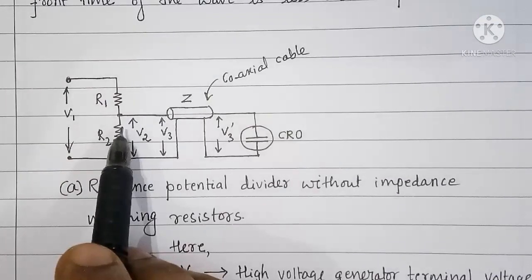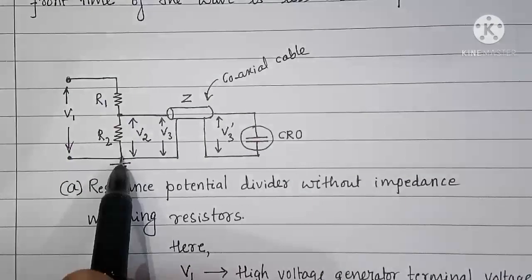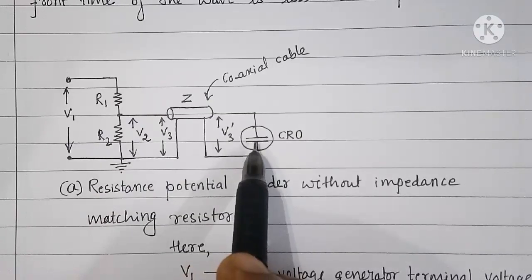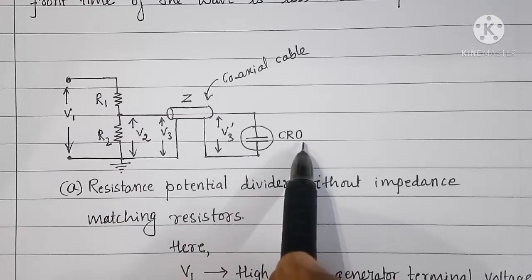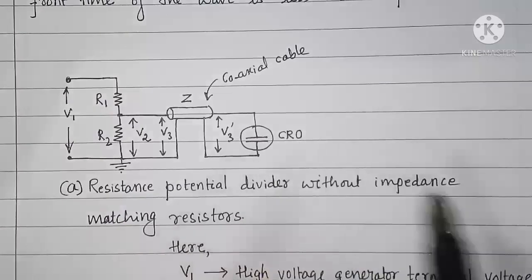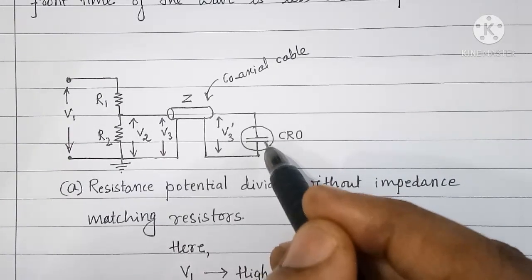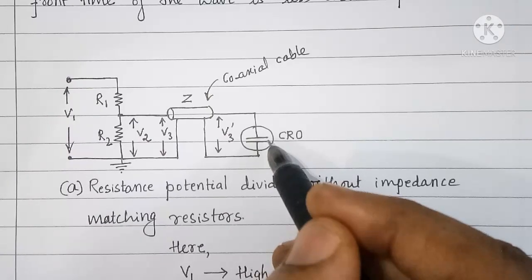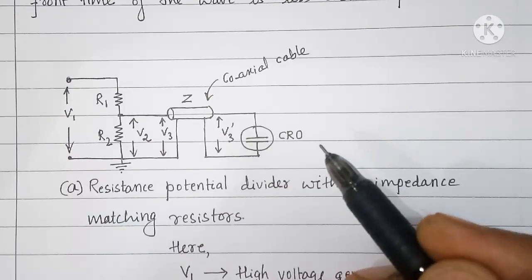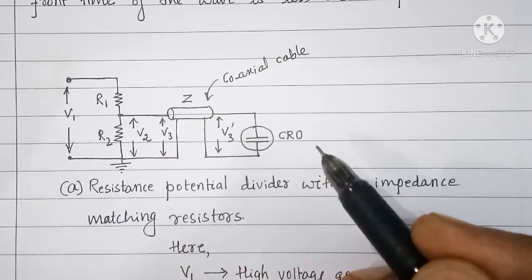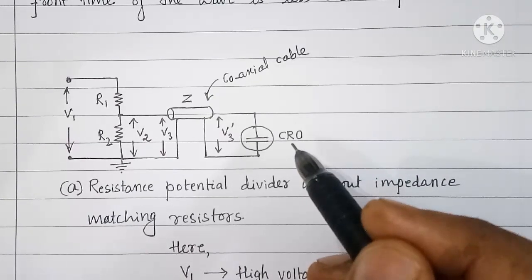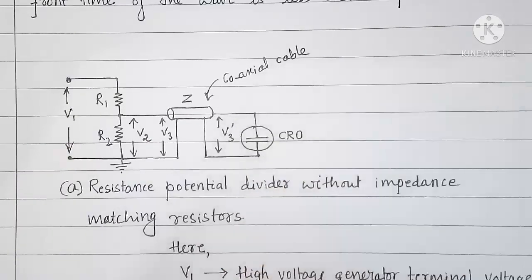So when the low voltage is to be given to cathode ray oscilloscope, that is measuring instrument placed at a long distance, there will be stray electric field which will have effect on the waveform that is to be measured and observed. So to avoid that effect, this coaxial cable is used.